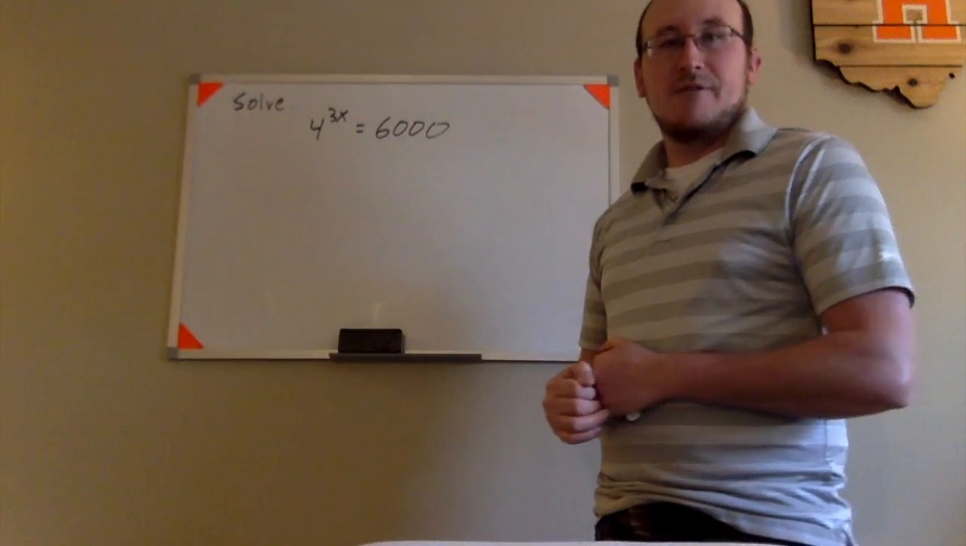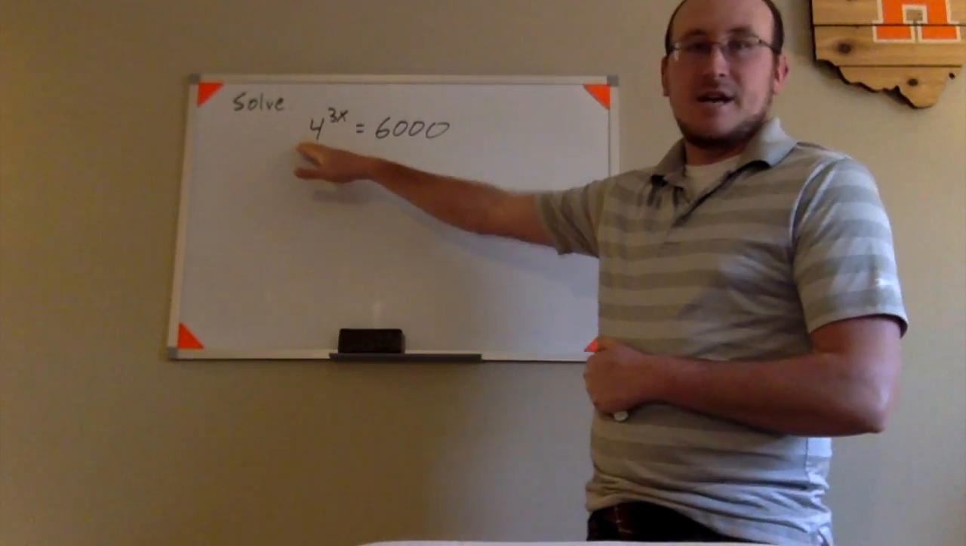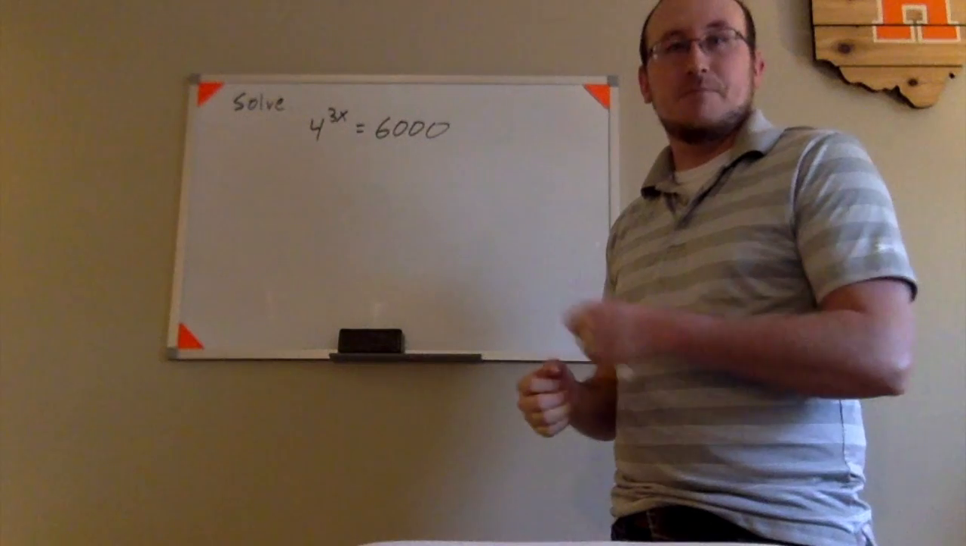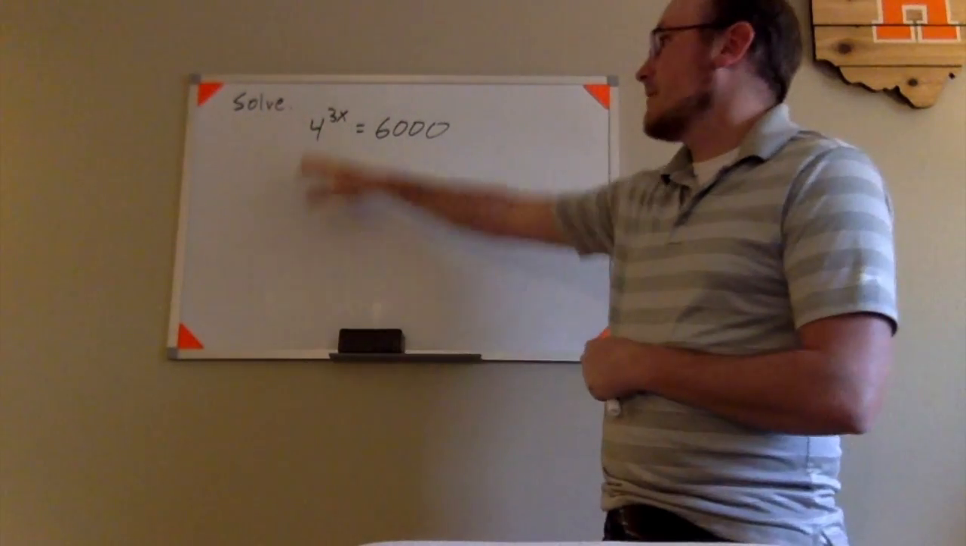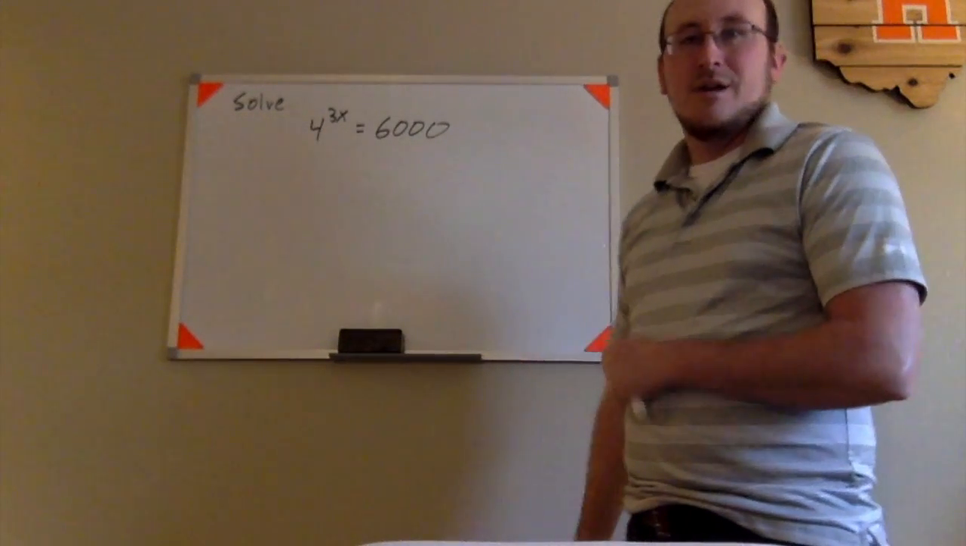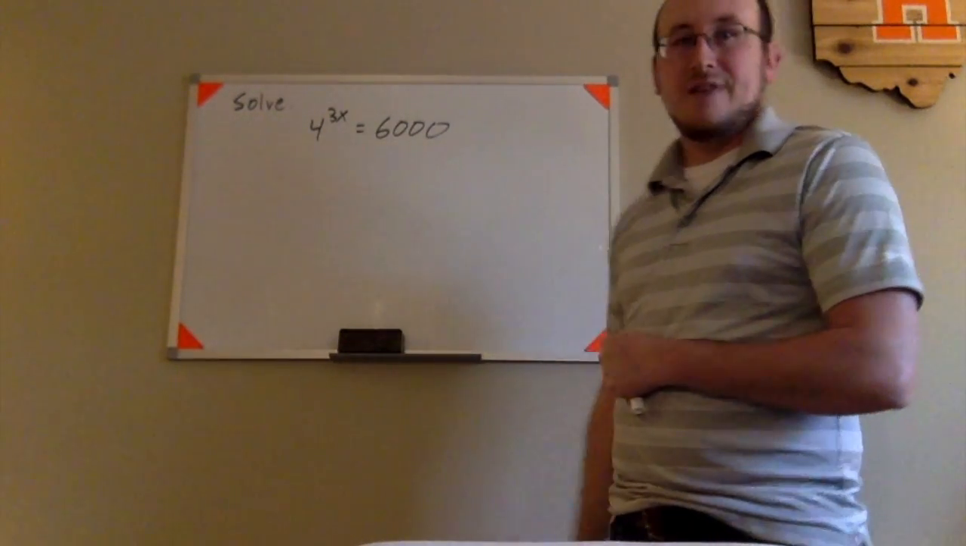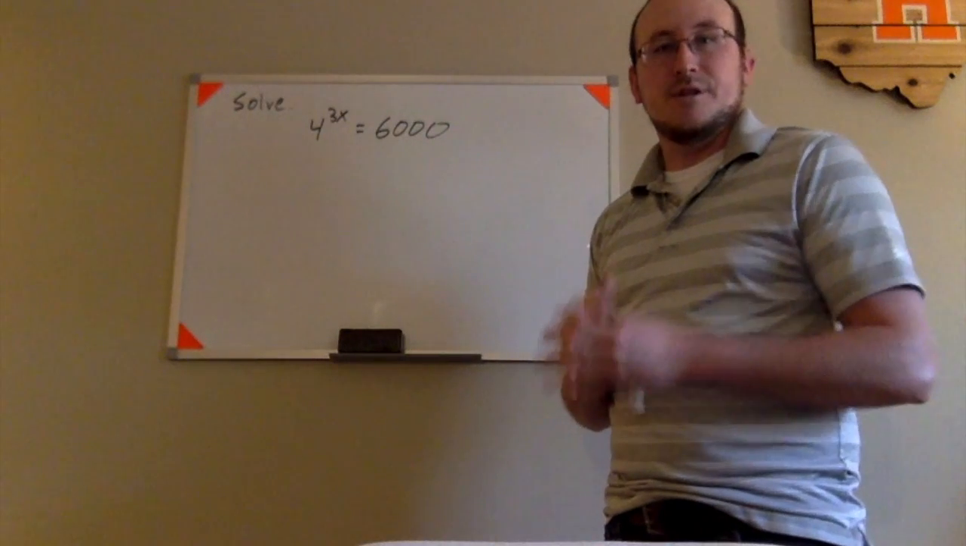And once we get to our graphing calculator, we're going to graph the left-hand side and right-hand side of this equation separately, each on a different line on my y equals screen. So for y1, I'm going to graph 4 to the 3x power. For y2, I'm going to graph 6,000. And then I'm going to find where those intersect.